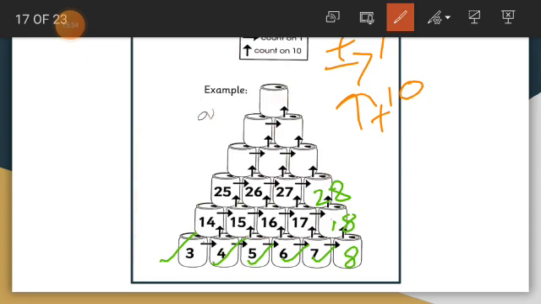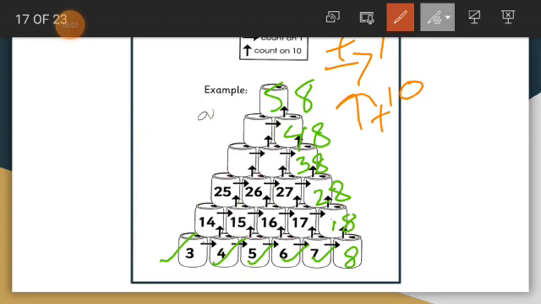28. Again I am going to follow the up arrow. I am again going to add 10 to 28. What is the answer? 38. Again I follow this arrow. 38 plus 10 is 48. Again I am going to add 10 because I am following the up arrows. 48 plus 10 is 58.